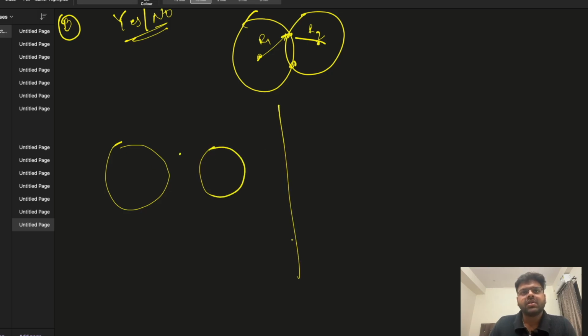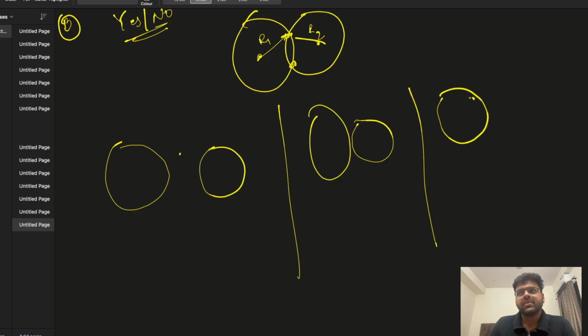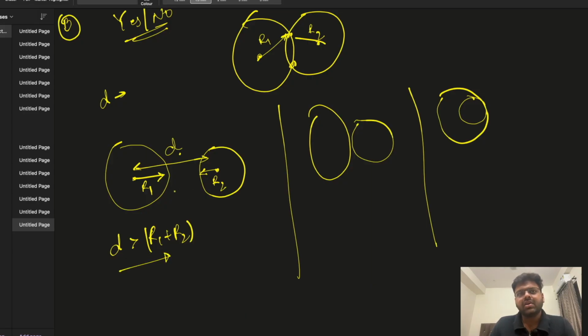One is this, one is this, and one is this. Now if I talk about these two particular circles not intersecting, d is defined as the distance between both of the centers. So this is R1 and this is R2. If d is greater than R1 plus R2, then can I say they won't have any point of intersection between them, right? Because they would be wide apart.